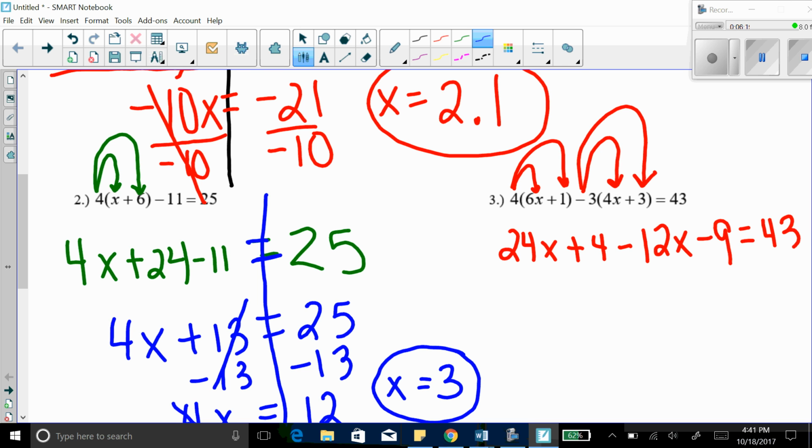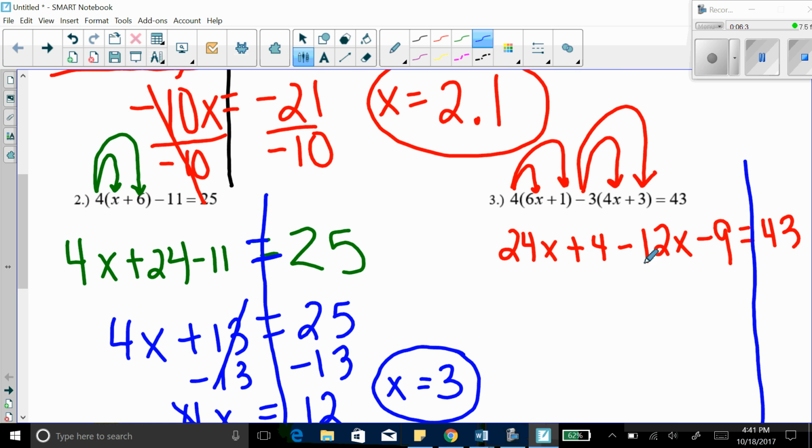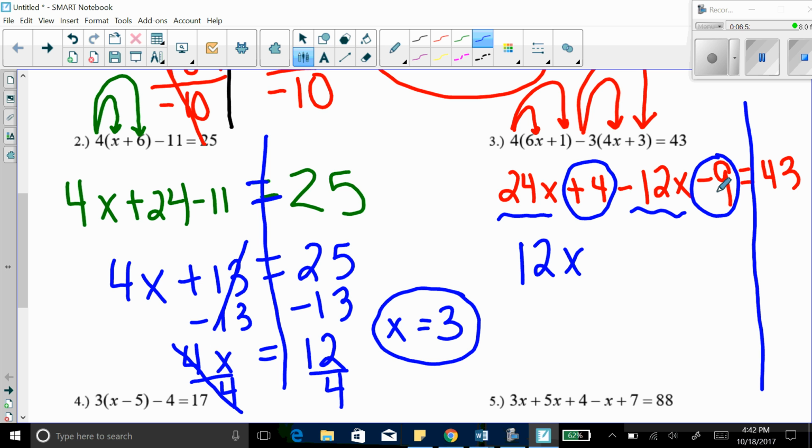Okay, so I need to draw the line down the middle from the equal sign because, again, for me, I need to see one side and another side. If you don't need that line, don't draw the line. Now I look on this messy side of the equal sign and I say, what can I combine? I can combine my x terms and my non-x terms. So I know that 24x minus 12x is 12x. 4 minus 9 is negative 5. We still have the equals 43 here.